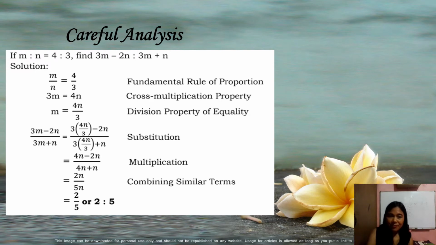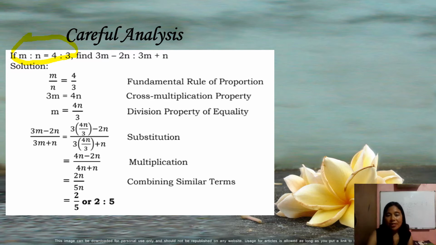So from the given m is to n equals 4 is to 3, you have to find 3m minus 2n is to 3m plus n. So quite complicated, right? So let's look at our given. So our given is m is to n. So this was our given.